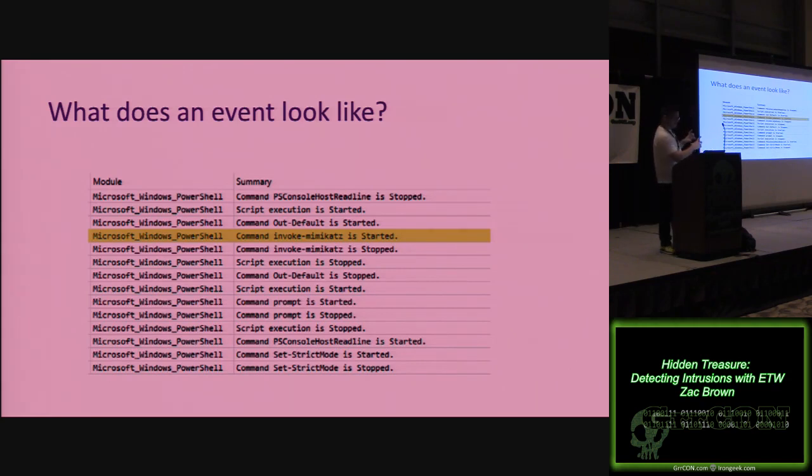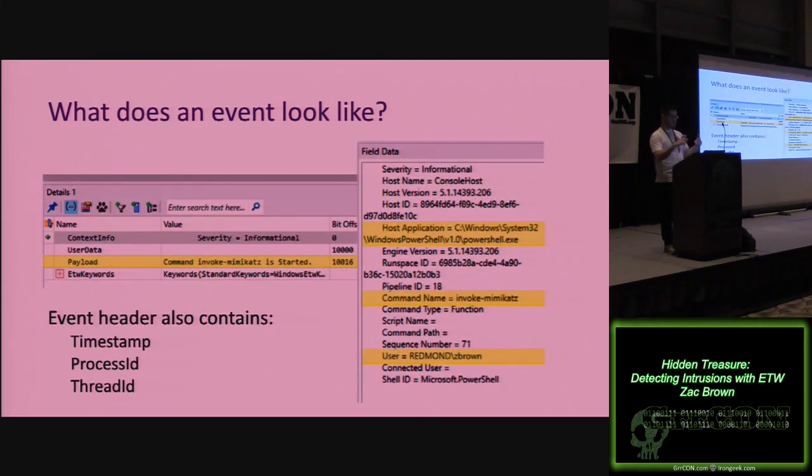So I've zoomed in a little bit on that center part. And that highlighted line says command invoke mimikatz is started. This trace was from the PowerShell trace. So I made a fake invoke mimikatz and I ran it. And this is one of the events that came out of the PowerShell trace. When we drill down, on the bottom portion of that window, the top left there is the available properties. There's 4 in this case: context info, user data, and payload. The highlighted one, payload, gives you kind of a summary for the PowerShell provider in this case.